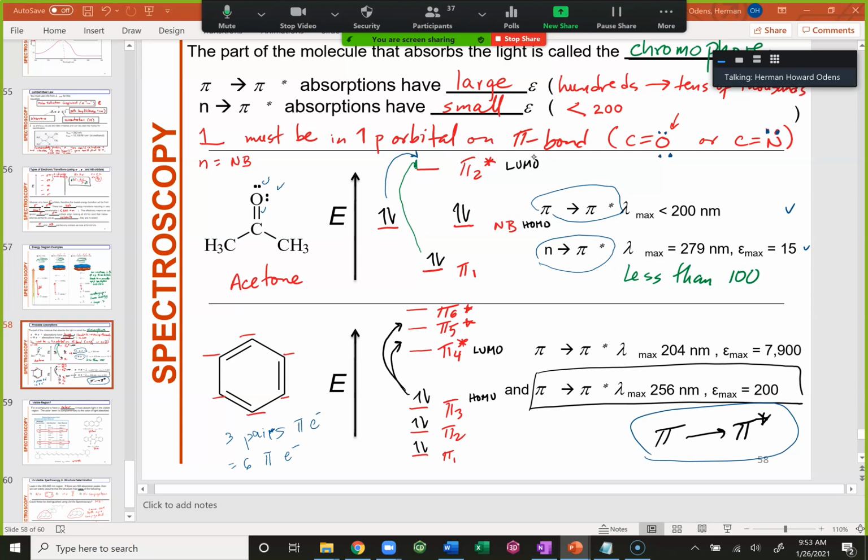So on a test, if I show you a molecule that has non-bonding electrons, you can immediately say that that molecule will have non-bonding to pi star absorptions. And if you have something like a benzene with the three double bonds, or a triene that also has 3 sets of double bonds, those will only have pi to pi star interactions.